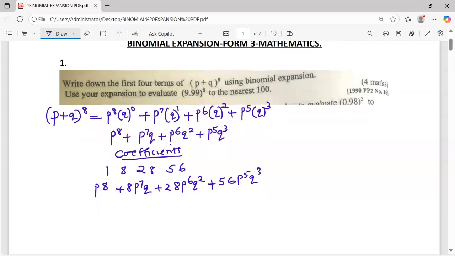Once we have done that, we are going to use our expansion to evaluate 9.9 raised to the power of 8 to the nearest 100. So we are going to pick the expansion that is (p + q) raised to the power of 8. We equate to 9.9 raised to the power of 8.